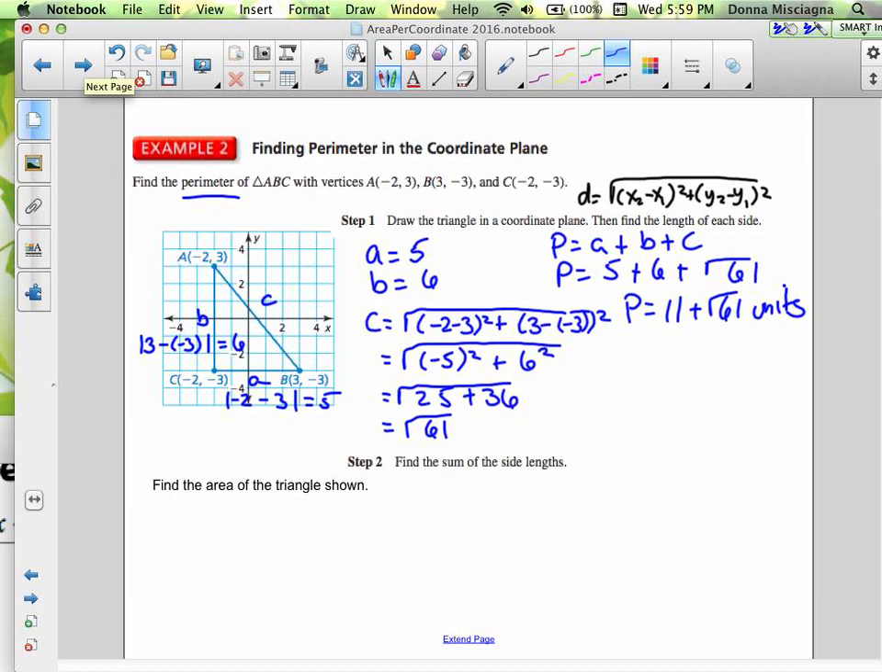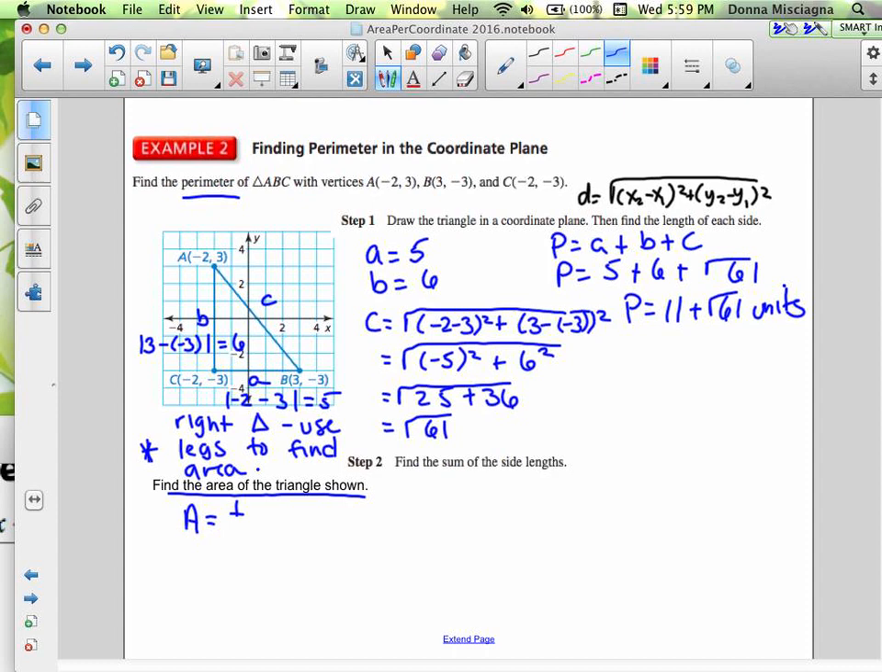And then area. I think I forgot to do this in the other class. Now that I think about it, we want to find the area here. So this is a right triangle. So we're going to use the legs of the triangle to find the area. Add what I just wrote into your notes, and let's find the area.